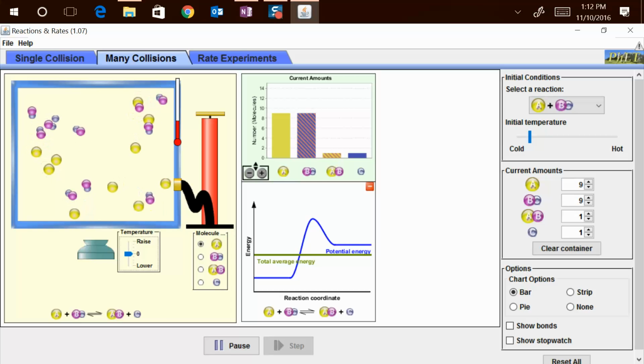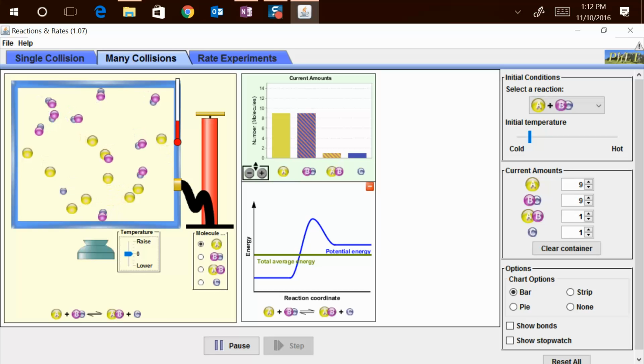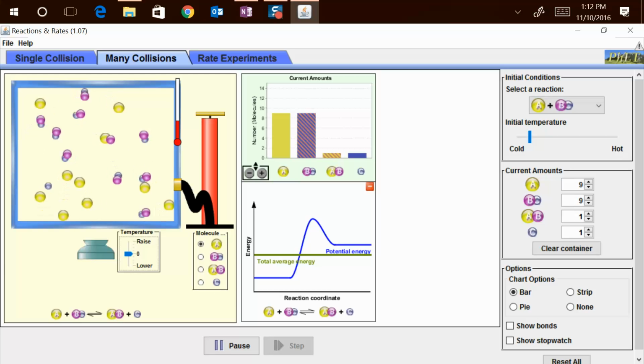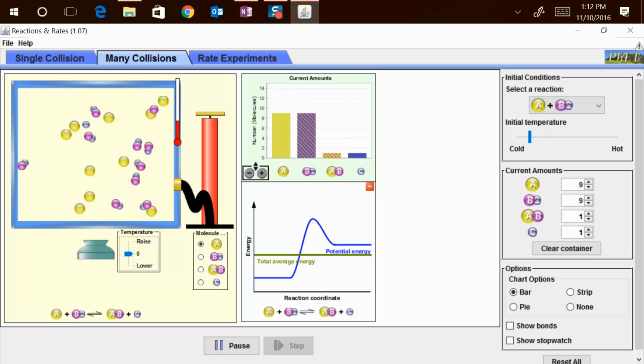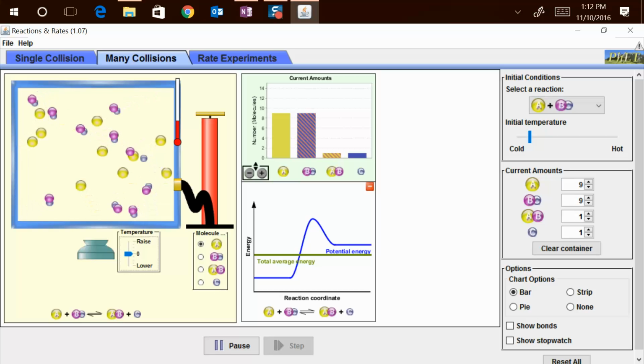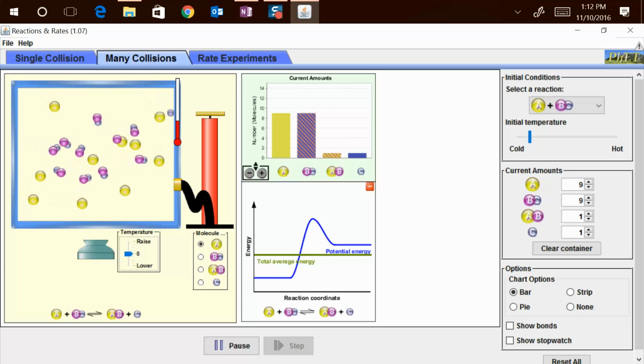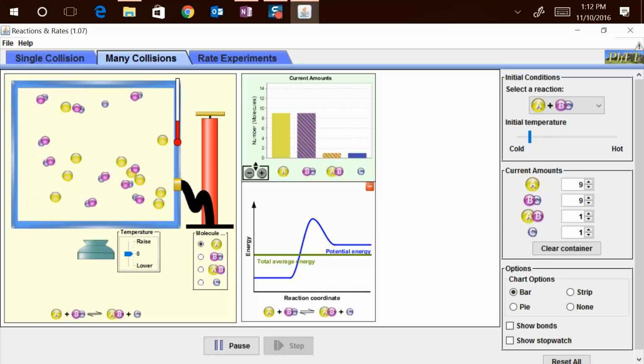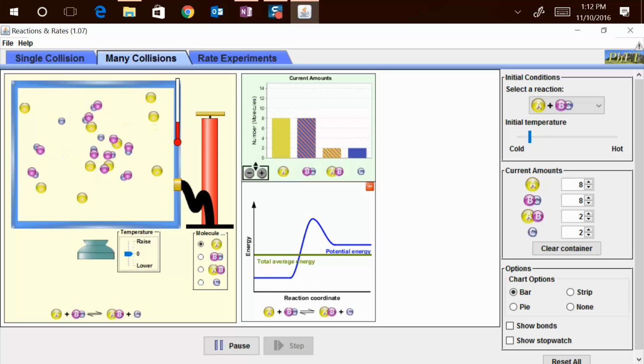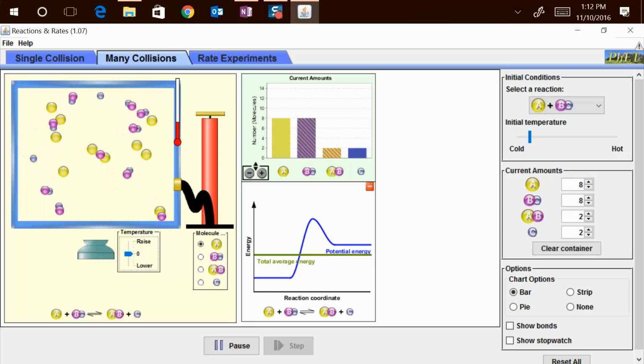Okay, so now do you see what happened? Now I have 9 of A and B, and I have 1 of A, B, and C. This is at equilibrium. It has now been established. Equilibrium has now been established. The rate of the forward reaction is the same as the rate of the reverse reaction.